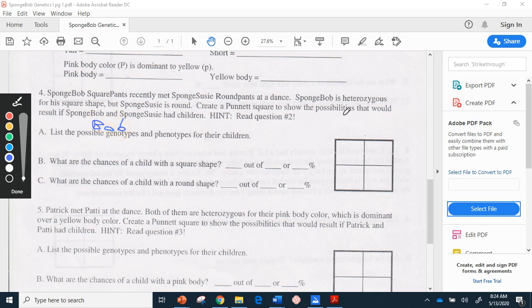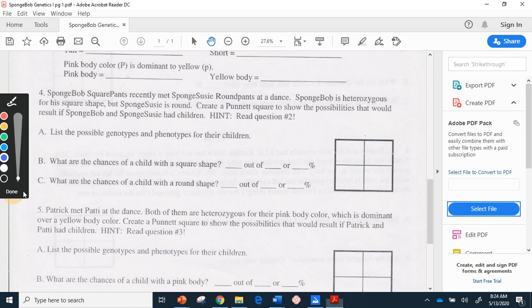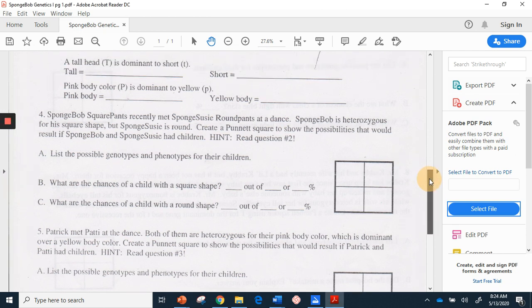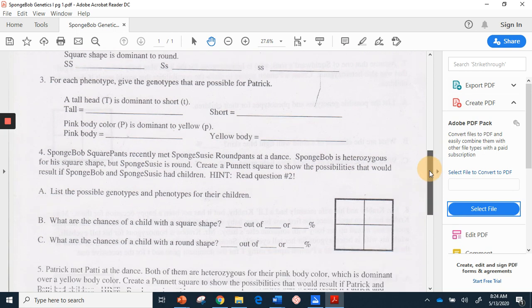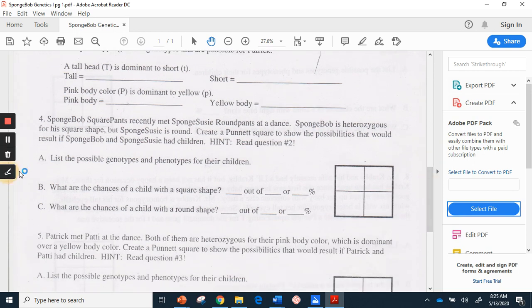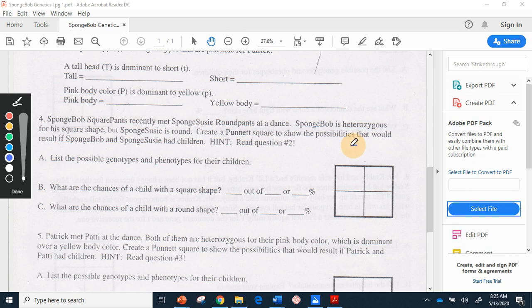And Bob's heterozygous for his square shape. Square shape, so we're using S here. All right, so this is where we're getting the information for that. So Bob, we said, Bob is heterozygous for his square shape, so we're going to put Bob up here, heterozygous.